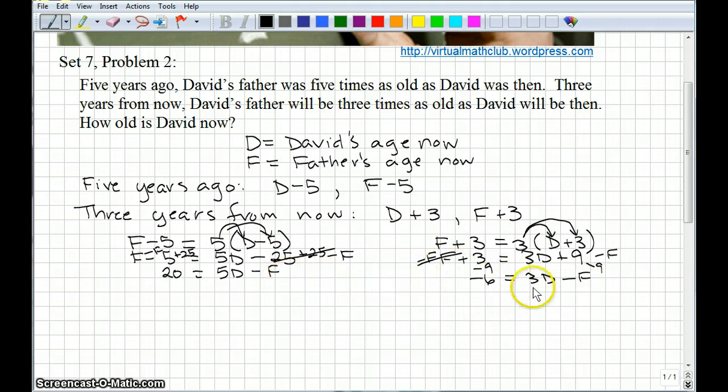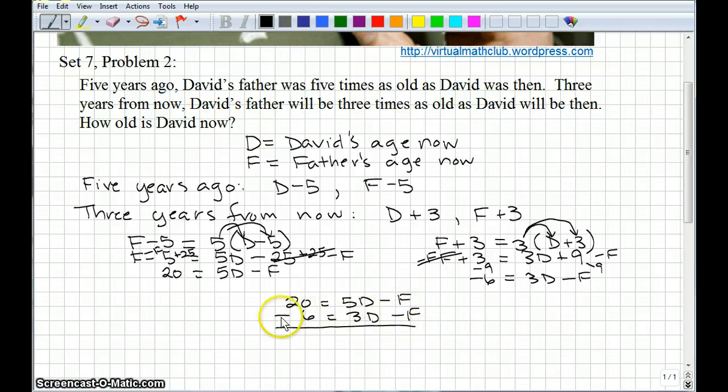So now I'm just going to rewrite these. I can kind of summarize what I got here. So we have 20 is equal to 5d minus f, and we have negative 6 is equal to 3d minus f. Now I can actually add those two equations together, but actually just adding them doesn't get rid of it. What I want to do is really get it down to one variable.